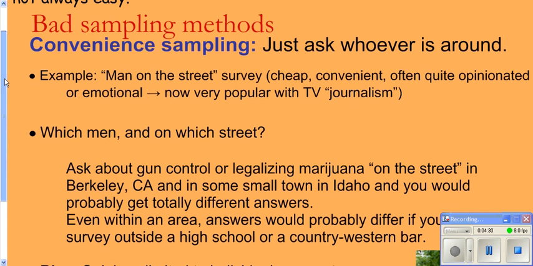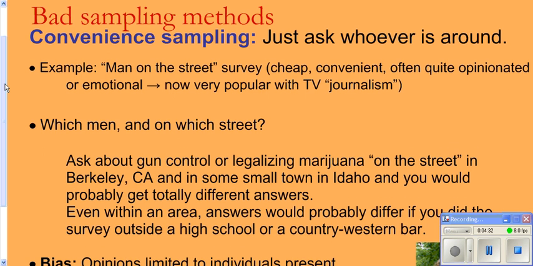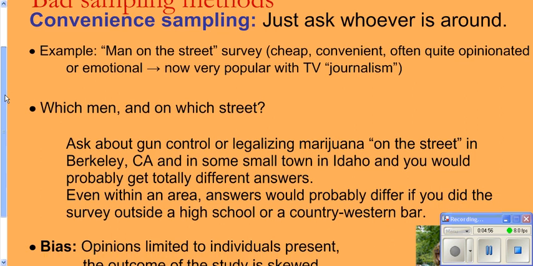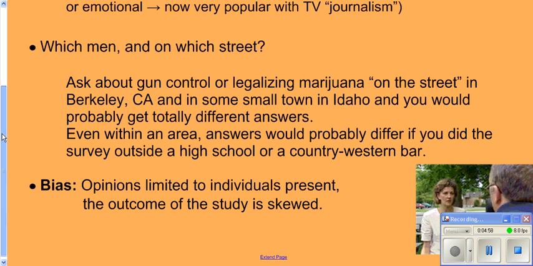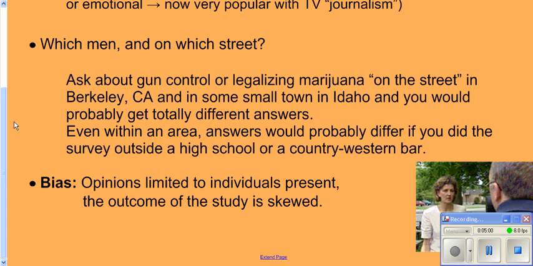Some bad sampling methods are the convenient sampling. In other words, you just ask whoever's around. It's the man on the street survey. TV journalism is often using that. For the most part, they're trying to get a reaction, and so it may be an emotional question, but they are pretty cheap and they're easy to do. However, when you're dealing with man on the street surveys, you can get totally different results depending upon where you are.